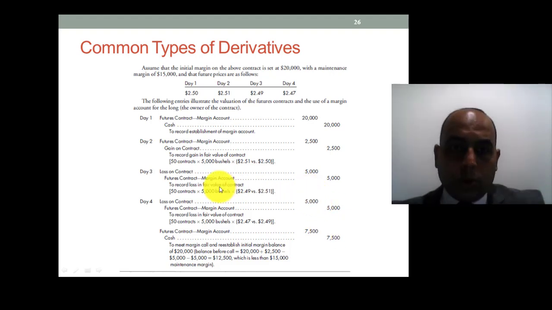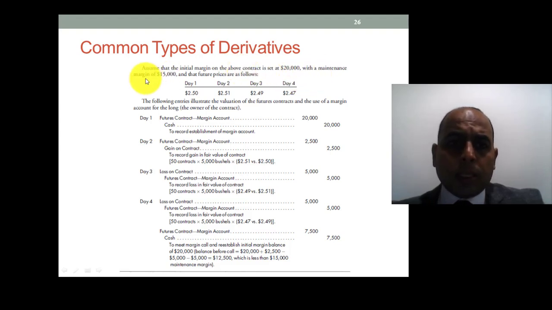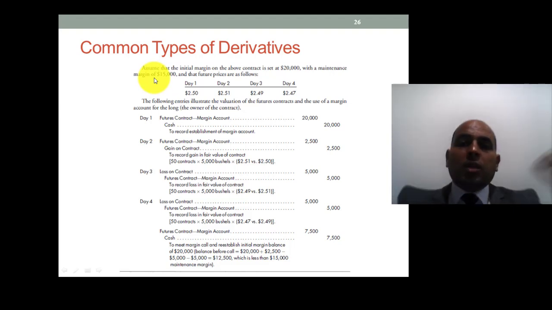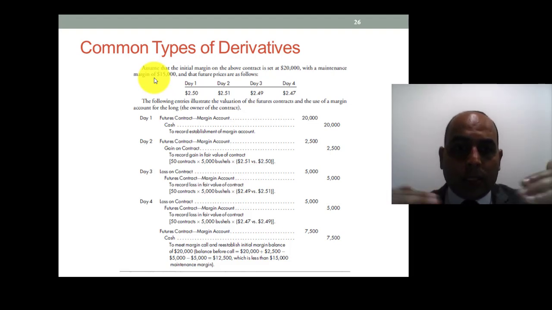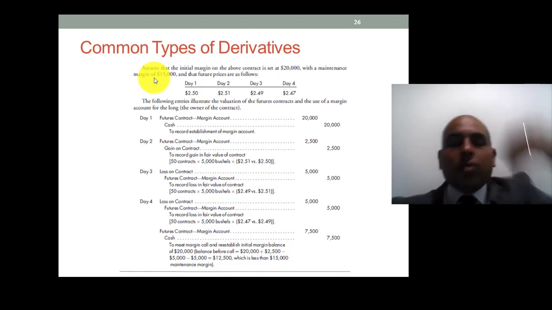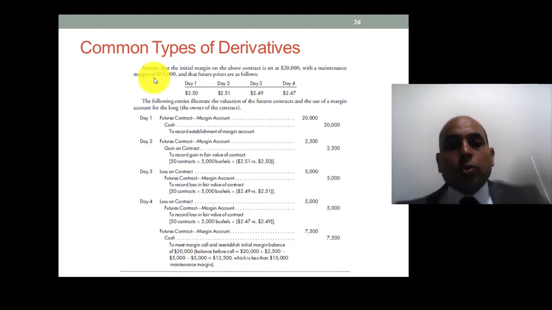Here we have a note. You can move back to the book to see it with a maintenance margin of 15,000. What does it mean? It means that if the value that you have paid, the 20,000, has been declined or has become less than 15,000, you have to maintain your assets. You have to re-establish the assets. You have to pay an additional amount to establish or to maintain your assets.